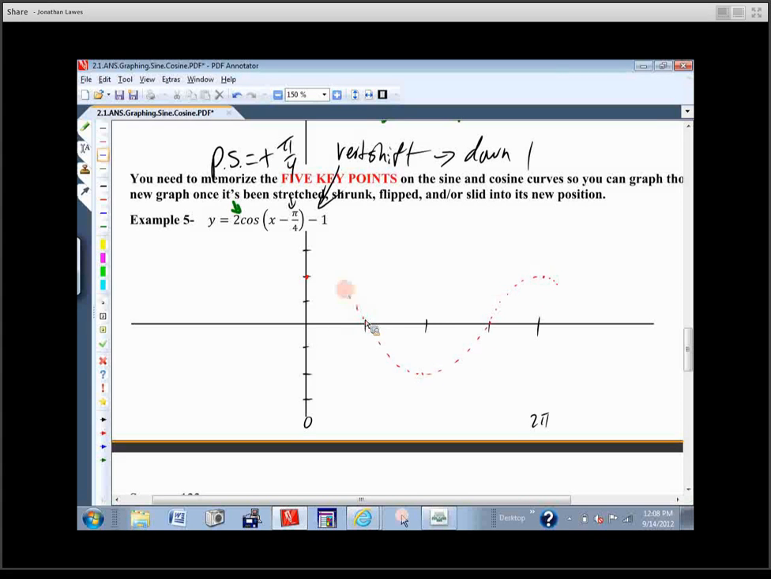Doesn't take too long to mark things out. They're at nice even intervals. That is the correct shape. What's wrong with that red dotted graph that I've got up there?